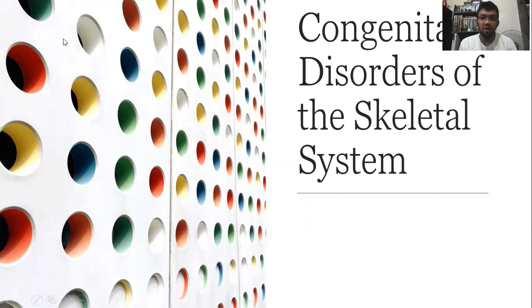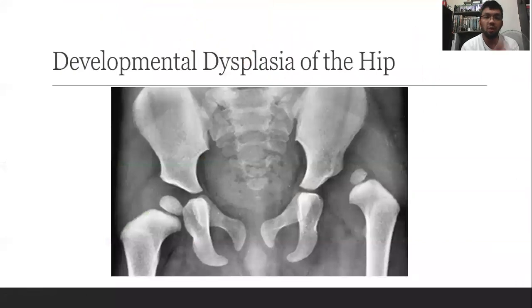So, today we are going to talk about congenital disorders of the skeletal system. This is our first topic for orthopedic nursing. One of the congenital disorders in ortho would be developmental dysplasia of the hip. It was formerly known as congenital hip dysplasia.